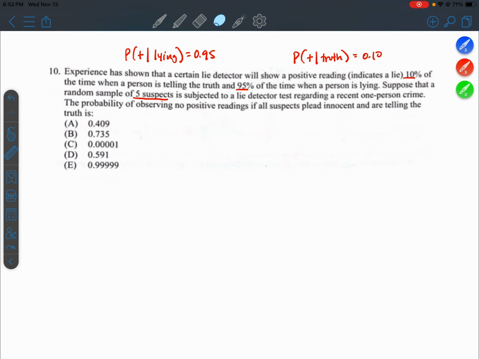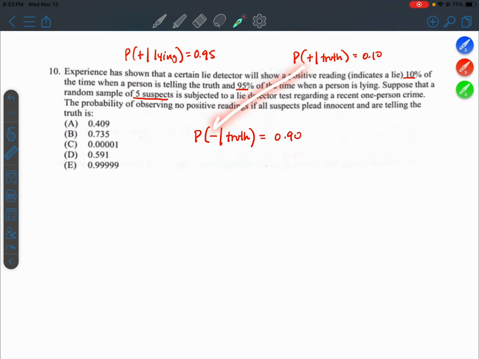Yeah. Okay. The probability of observing no positive readings if all suspects plead innocent and are telling the truth. So that's the probability of a negative reading given that the person is telling the truth. Okay. All right. Well, if a person tells the truth, there's a 10% chance of a positive reading, which would imply there's a 90% chance of a negative reading.